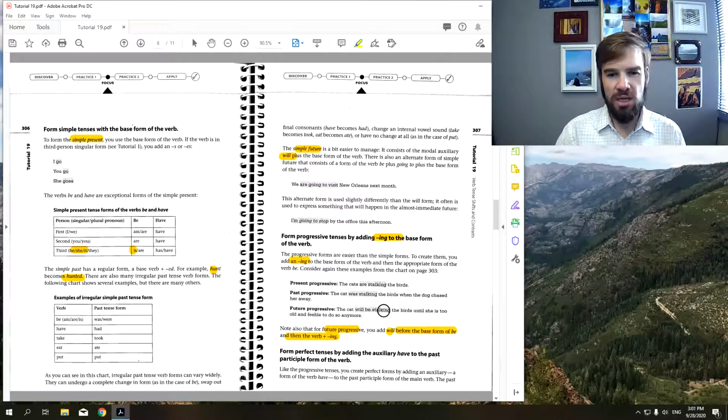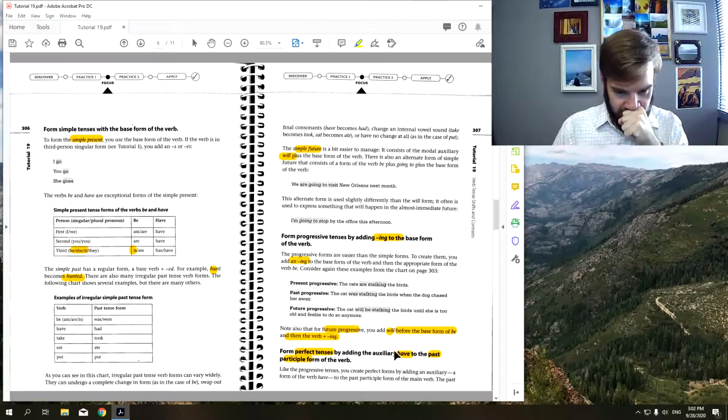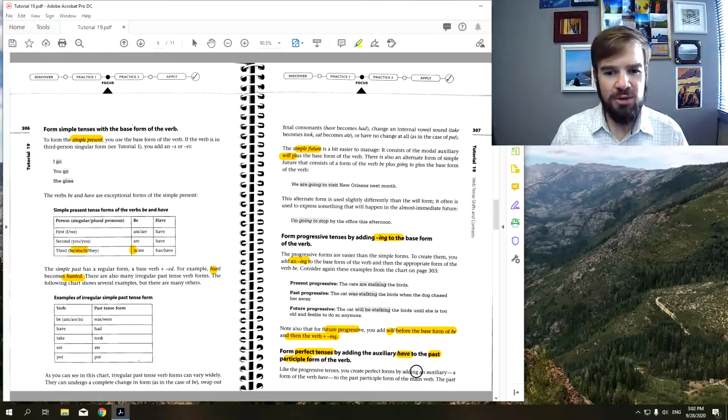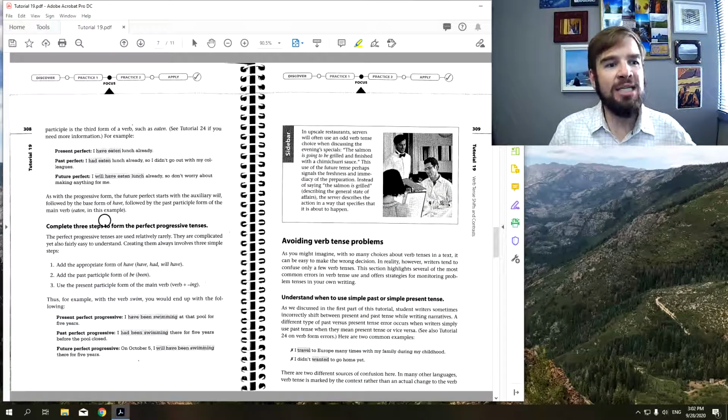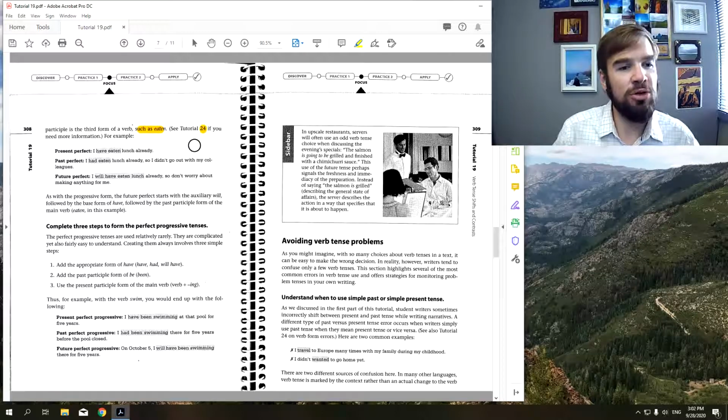Now, to form the perfect tenses, you add the auxiliary have to the past participle. That's the basic rule for making the perfect aspect. Like the progressive tenses, you create perfect forms by adding an auxiliary, a form of the verb have, to the past participle form of the main verb. The past participle is the third form of a verb, such as eaten. See tutorial 24 if you need more information.